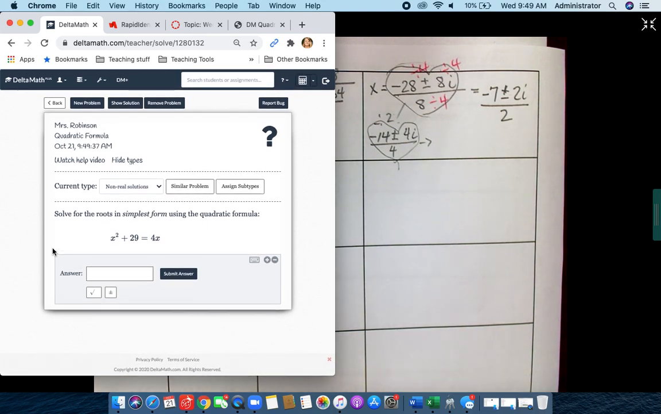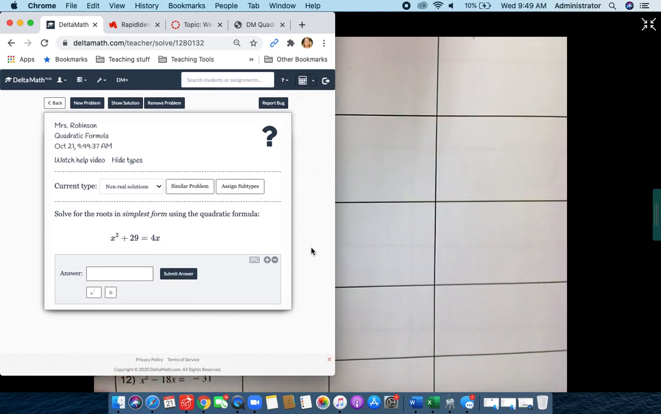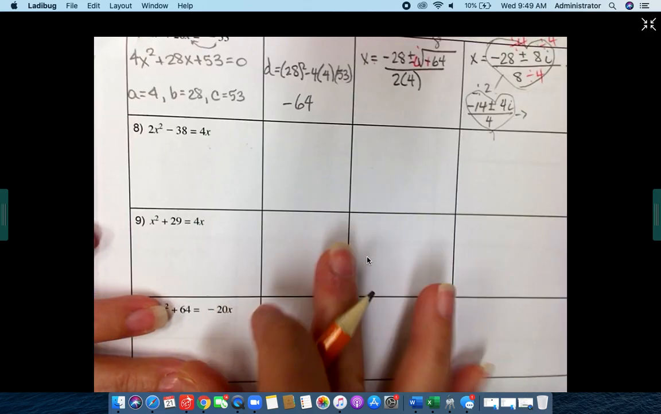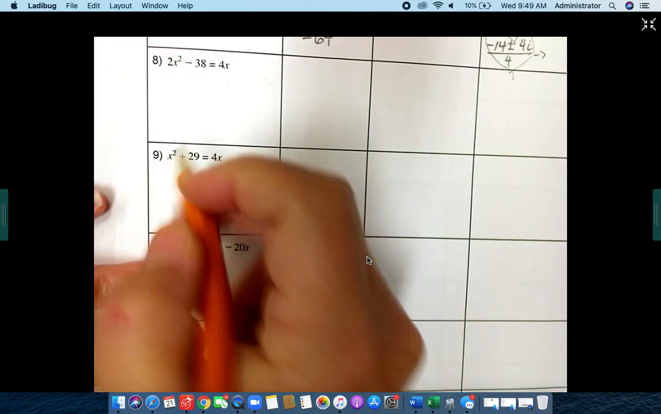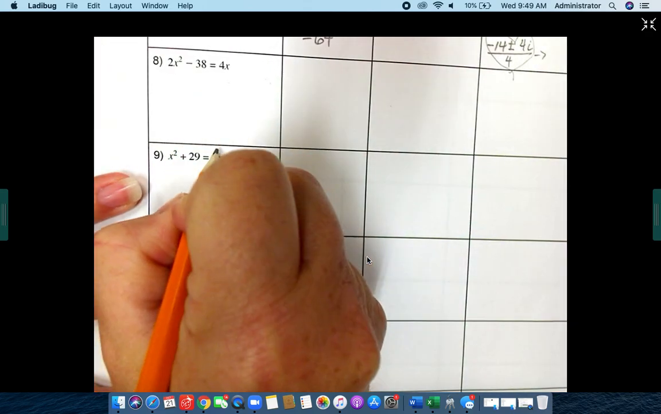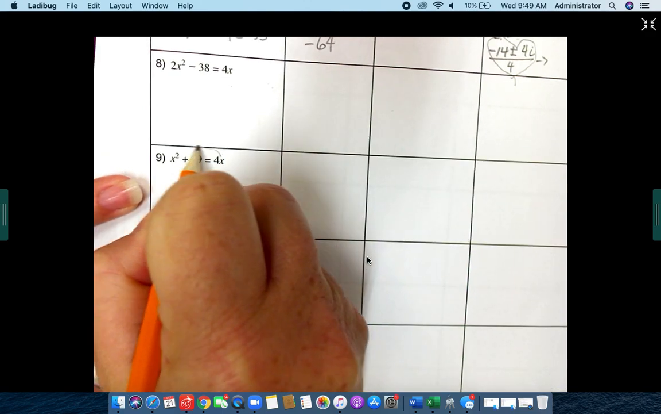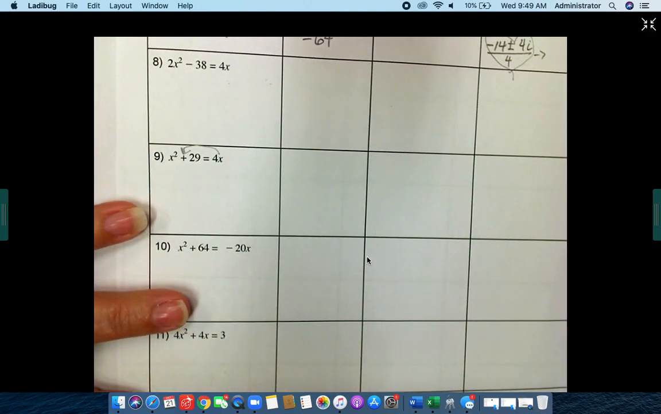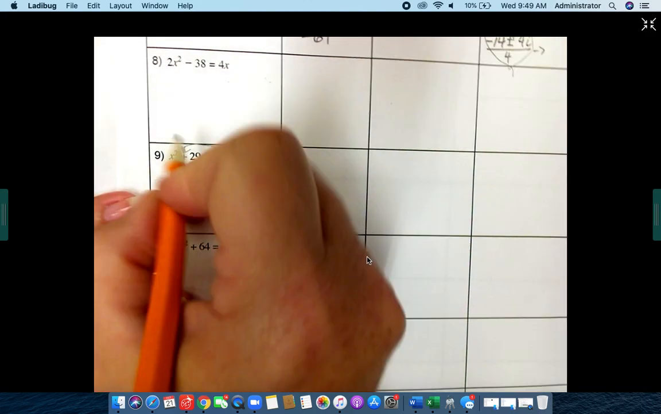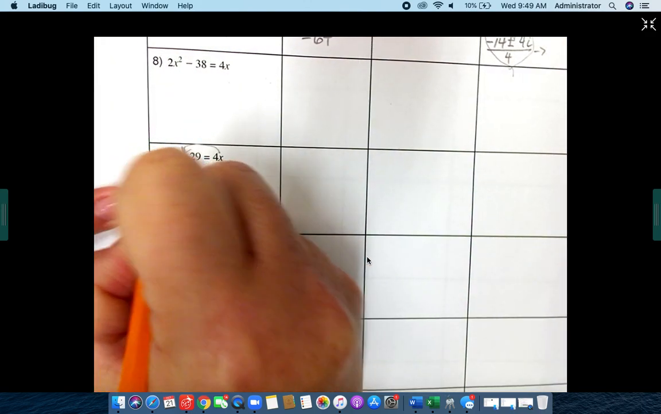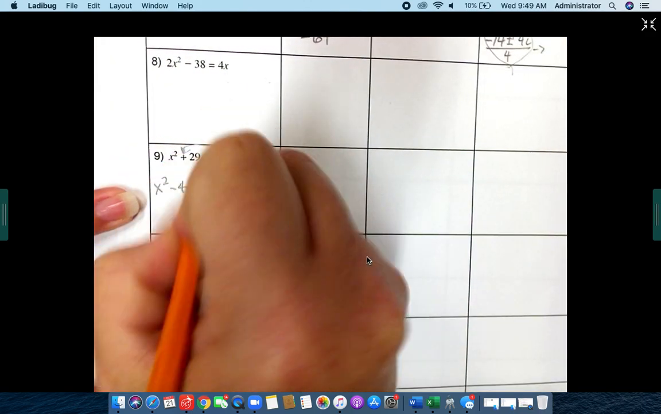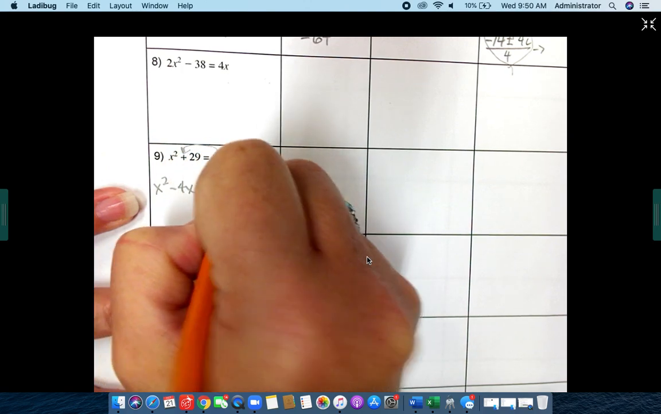All right, for number 9, we need to still set it equal to 0. I'm going to move, this is my linear term. My linear term needs to go in between my quadratic and my constant. So it's going to be x squared minus 4x plus 29 equals 0.